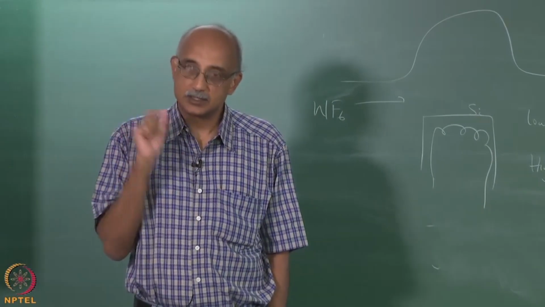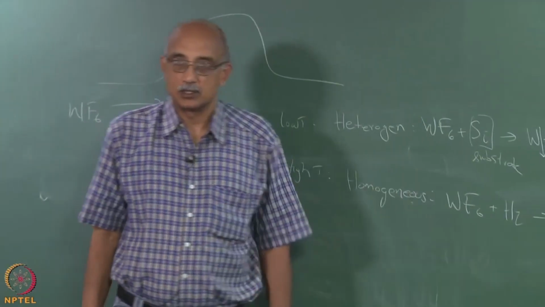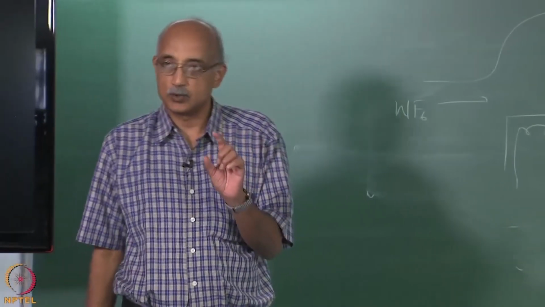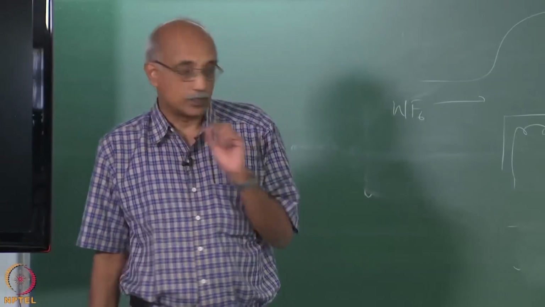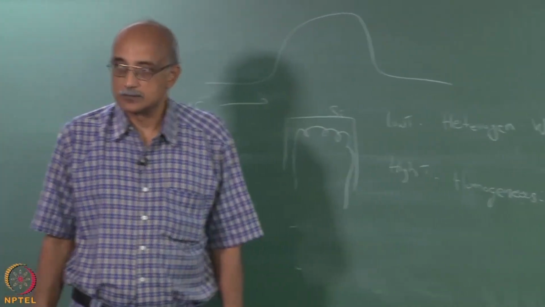If you want a very, very thin film, you are better off using this approach where you can use a low temperature process. On the other hand, if you are looking for a high rate of growth, high rate of deposition of the tungsten film, then you are better off using a high temperature process.